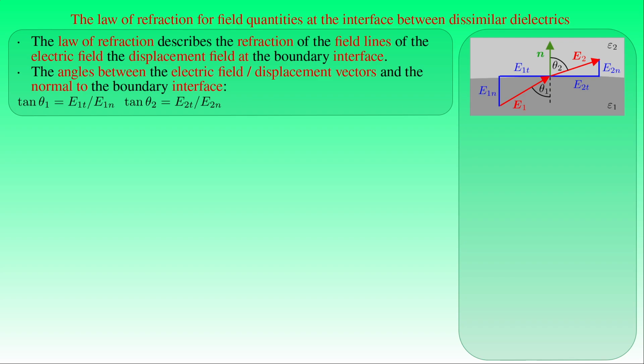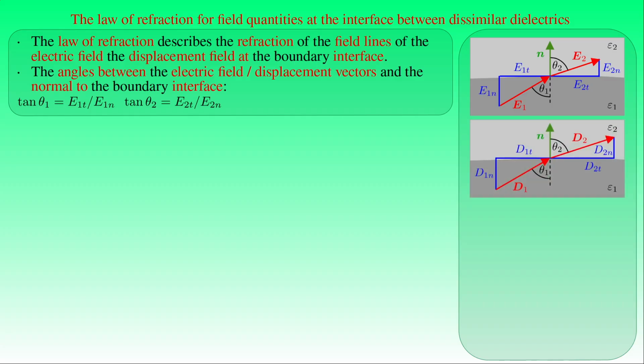For the linear dielectric materials considered here, the displacement field is proportional to the electric field strength, where the constant of proportionality is the absolute dielectric constant of the medium. As a result, the electric field strength and the displacement field point in the same direction at any point of the dielectric media, and their components with respect to the normal vector have the same directions as well.